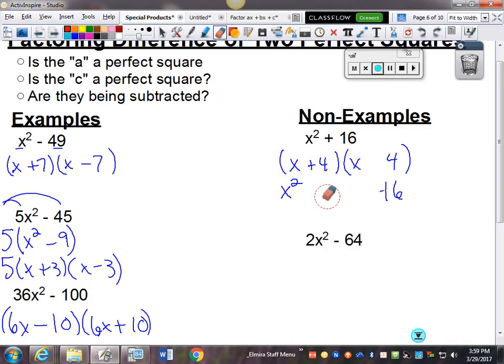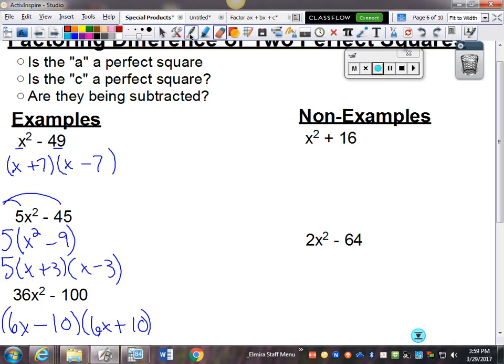Well, Miss Andrews, then just switch them to minuses. Okay, let's look at that. Minus 4 and minus 4. I'll still get a plus 16. Middle terms will be minus 4x and minus 4x. Well, again, they don't cancel each other out if they're both the same sign. So that does not work. This is a non-example. So not only is this not a special case, but it is not factorable.